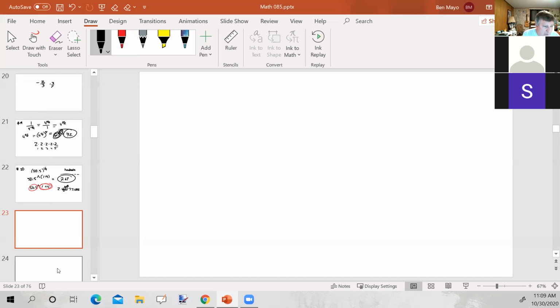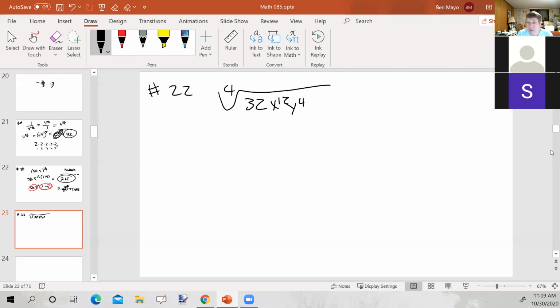This is still the chapter review, and this is problem number 22. It says simplify the radical expression. All variables represent positive real numbers. So again, we don't have to worry about absolute value bars. Our index is a 4. X to the 12th, 12 is a multiple of 4. Y to the 4th, 4 matches 4.